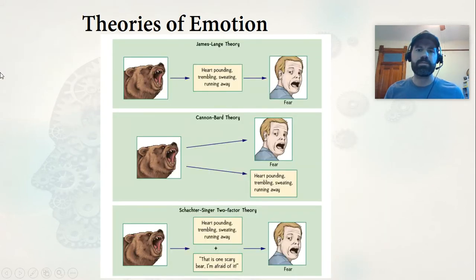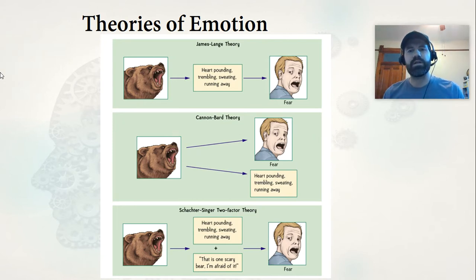Now, when it comes to theories of emotion, in other words, how does some particular stimulus result in an emotion? We have these three different theories that are really popular. Hopefully, you can see this graphic. If you can't, you can just Google theories of emotion, and there are tons of graphics. It's in your textbooks. It should be in your notes. I chose this one because that guy's face is just absolutely hilarious to me. But let's go through these three different theories.